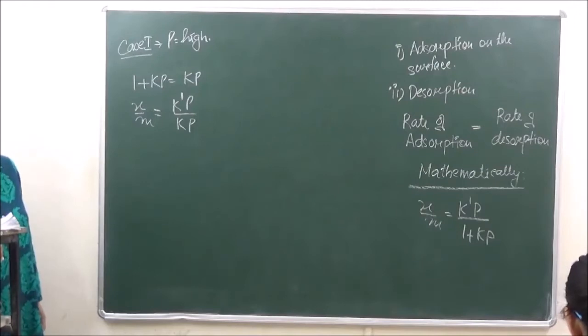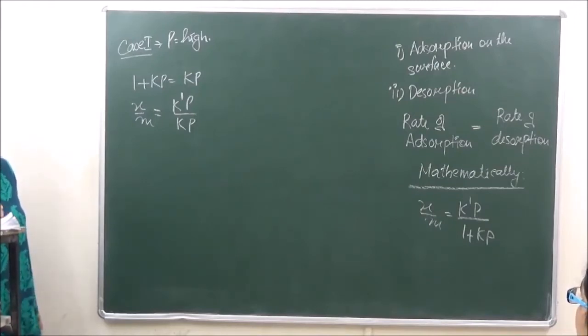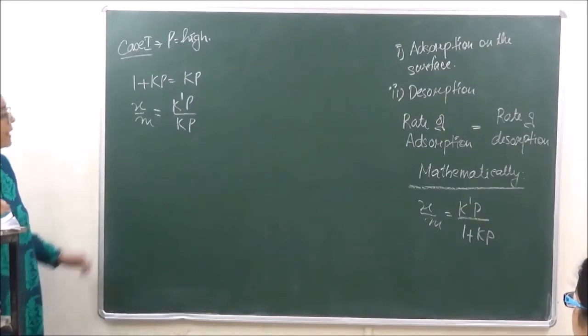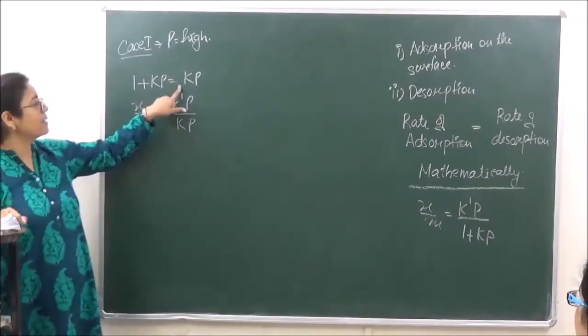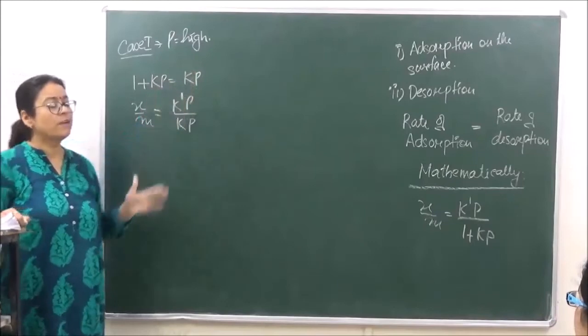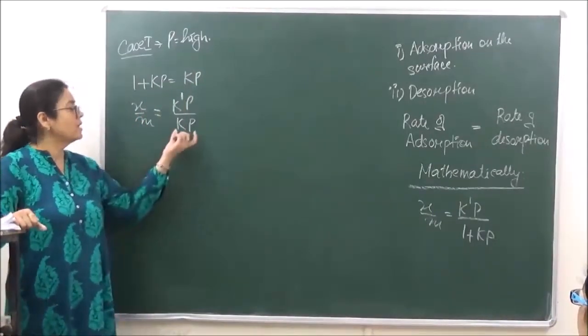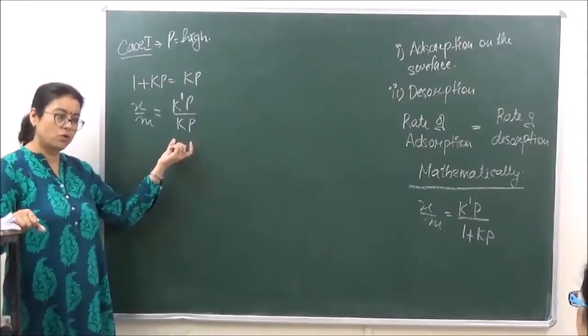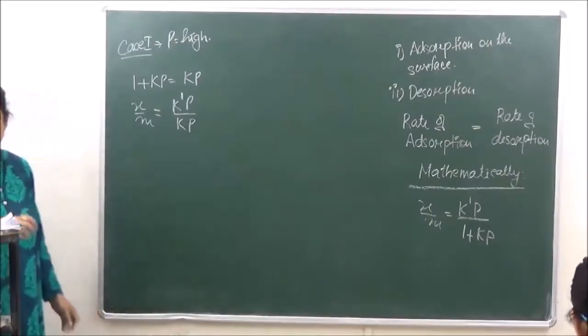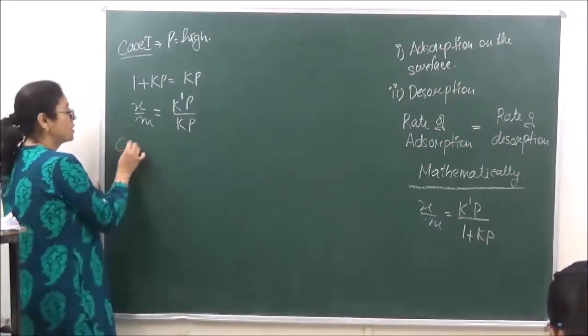And at high pressure, the degree of adsorption is going to approach a limiting value. Why? Because 1 plus Kp becomes equal to Kp. So if we are trying to extend the curve, this is the limiting value. Got it? Second is case 2, when pressure is low.